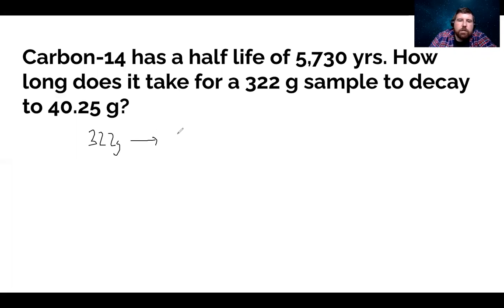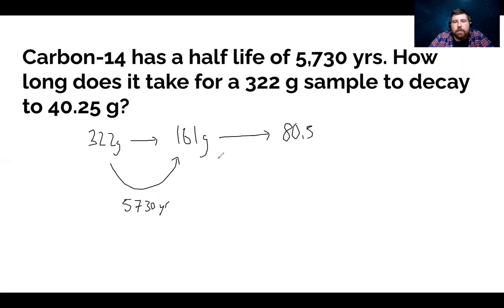So 322 divided by 2 is going to be 161, I believe, but I'll double check. 322 divided by 2, yeah. So 161. So we know that this took 5,730 years. Cut this in half again, and we get 80.5. This process took 5,730 years. And then one last time, and we'll see that there's 40.25.